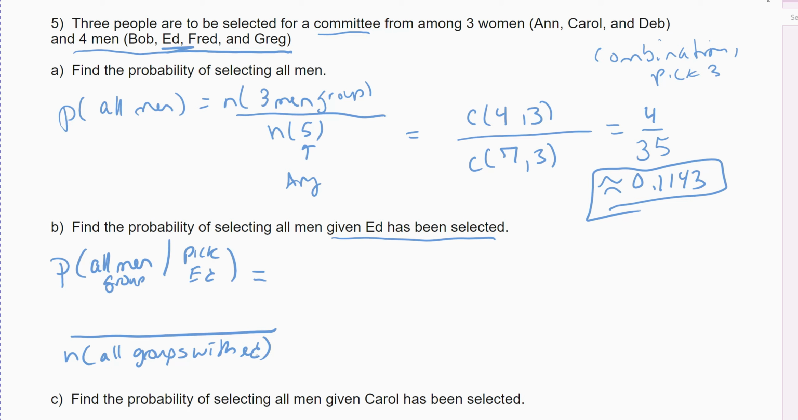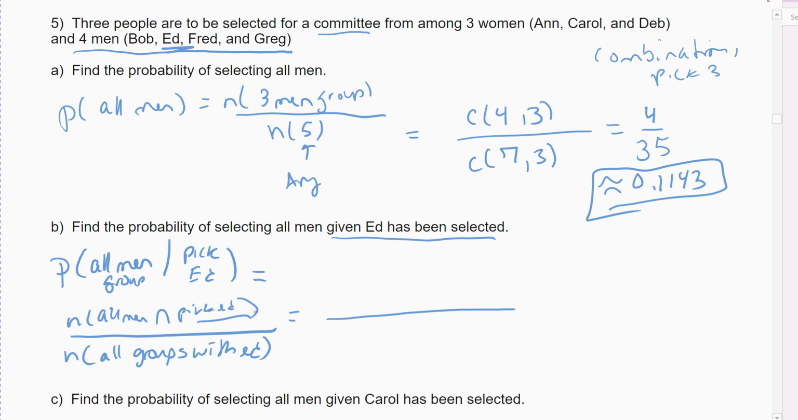for my committee. Up top then is, what are the odds, if I've picked Ed, that I get an all men group? So we want all men given we've picked Ed. Alright, so it's all men and Ed has been picked.